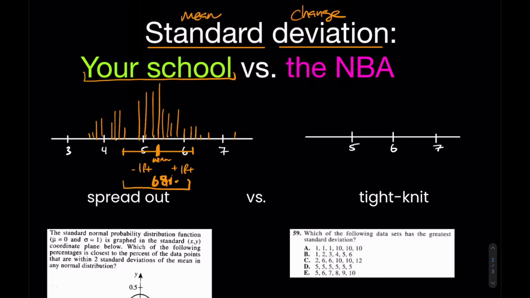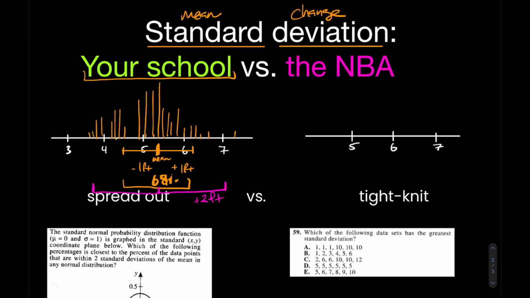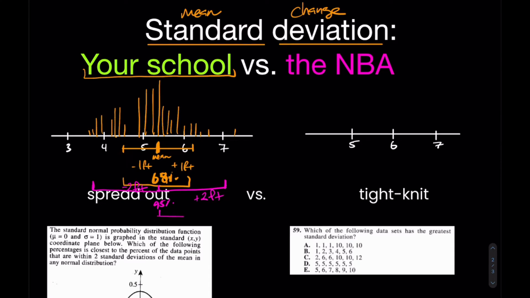Then, for me to encompass 95% of the population, I have to travel up 2 feet and down 2 feet. And again, that's 95% of the population. For me to encompass 99% of the population, I have to go all the way out here, really up 3 feet and down 3 feet.